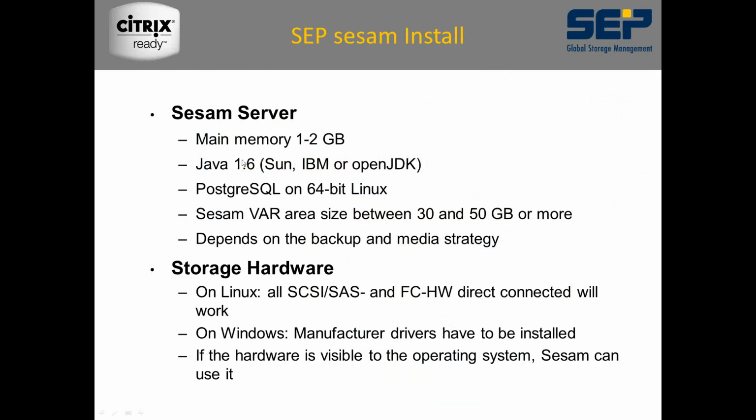The backup server itself needs to have 1 to 2 gigs of memory. Java is a requirement. As we talked about earlier, we do use Java for the GUI. So we have to have Java on the system, 1.6 or higher. PostgreSQL on 64-bit Linux, it will go ahead and auto-install a database for 32-bit Linux or Windows. The database itself will grow to about 50 gigs, and that's for a very large environment. It'll typically be smaller than that. So you don't need a whole lot of space for the database, but you do need obviously access for your targets where they're going to be backing up to, whether it's on disk or tape.